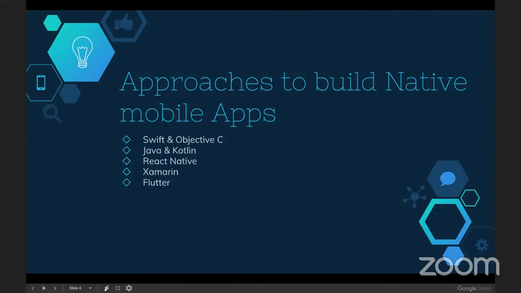Then there are React Native, Xamarin, and Flutter. These are cross-platform libraries. That is, you can use one code base to write the application for both the Android platform as well as iOS. I'll be talking more about React Native in my further slides. Flutter is Google's UI toolkit to build native user interfaces. It makes use of the Dart programming language, and Xamarin is based on .NET and C#.